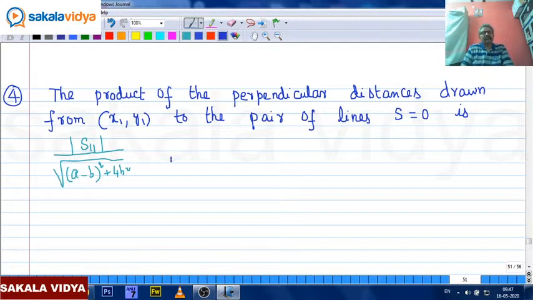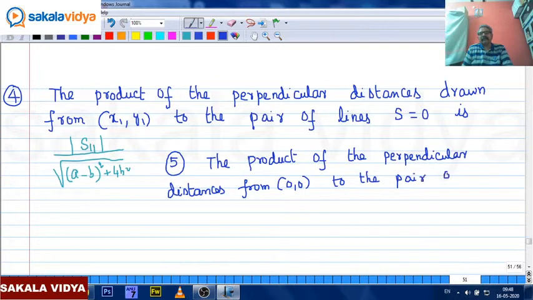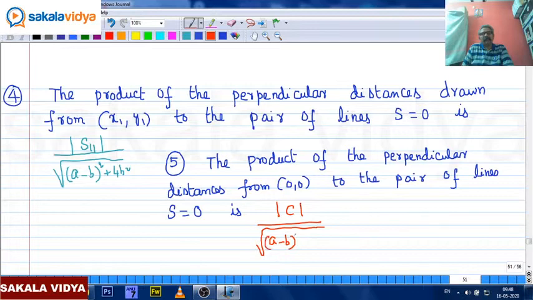Next, fifth point, the product of the perpendicular distances from origin to the pair of lines S is equal to 0 is, because in S is equal to 0 we have constant c, mod c by root of (a minus b) whole square plus 4h square.